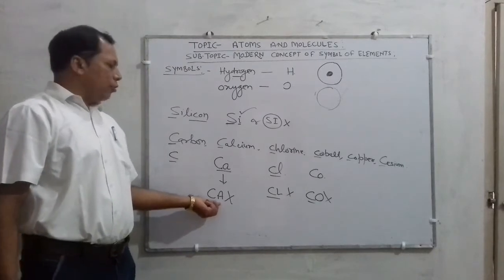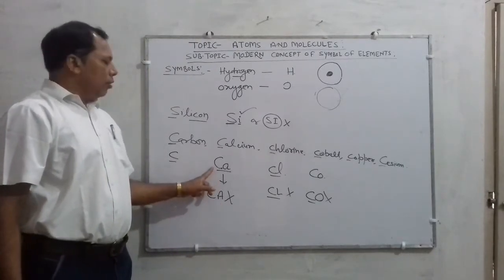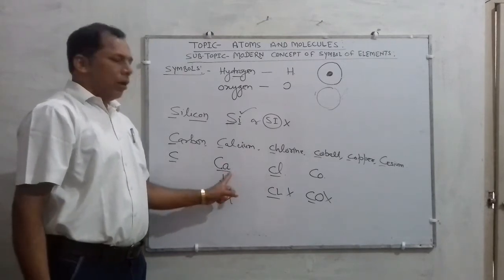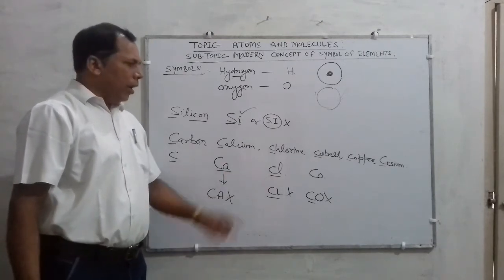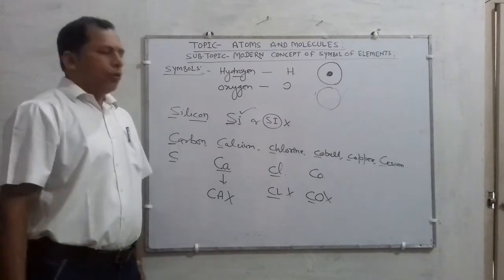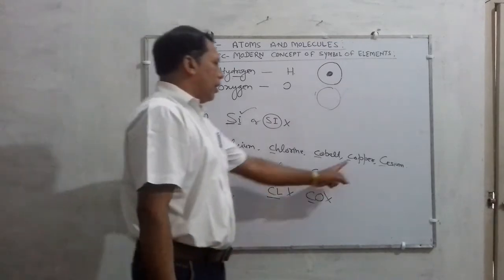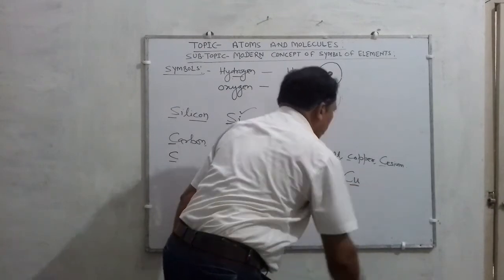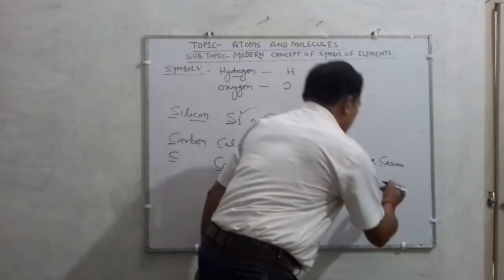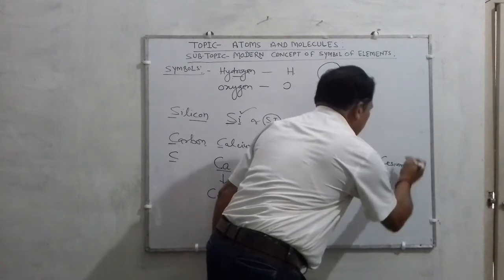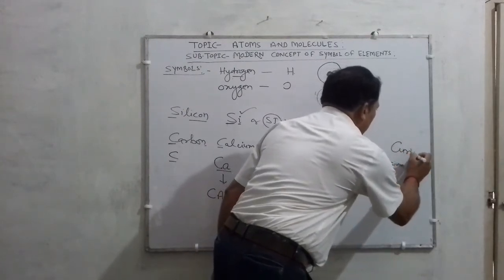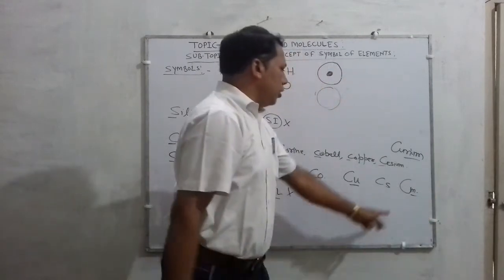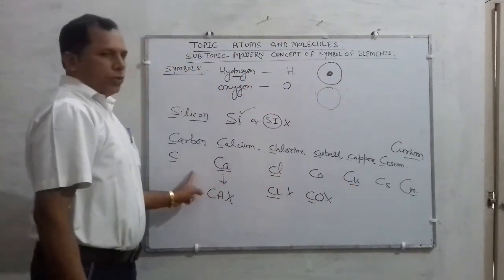So always remember the first letter should be capital and the second letter should be written in small. In this way you are in a position to represent the symbol. Similarly, copper: the symbol is Cu. Similarly, cesium: the symbol is Cs. Similarly, if the question comes, curium: the symbol is Cm. So in this way, the two-letter system is used.